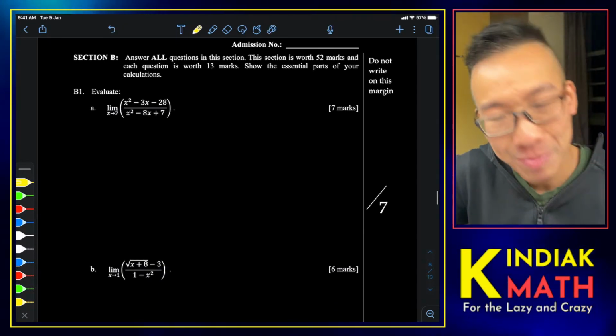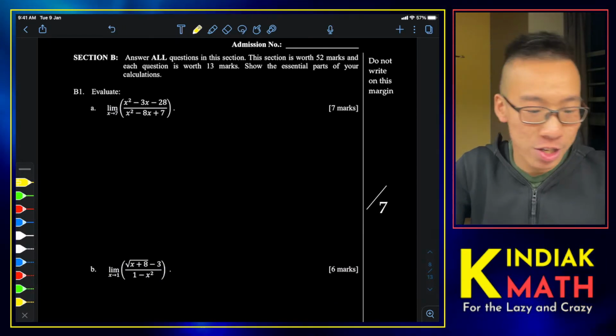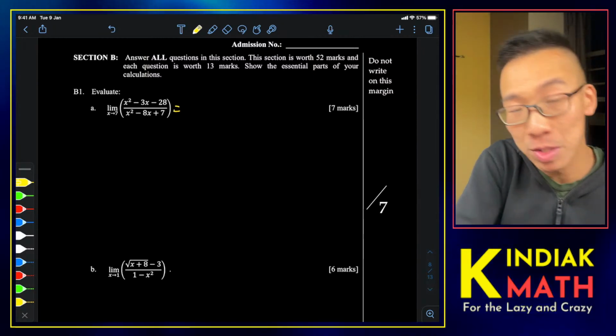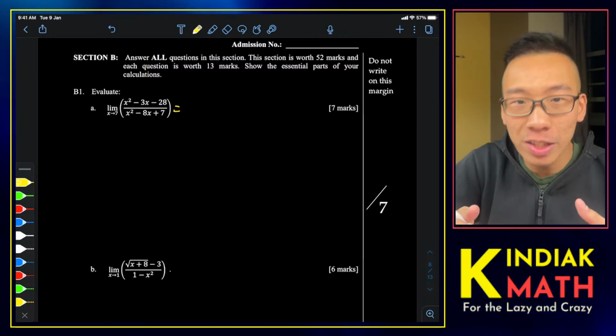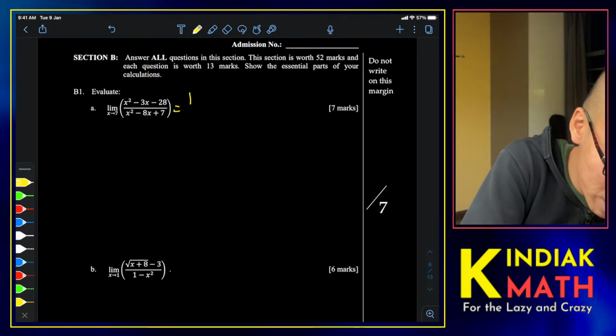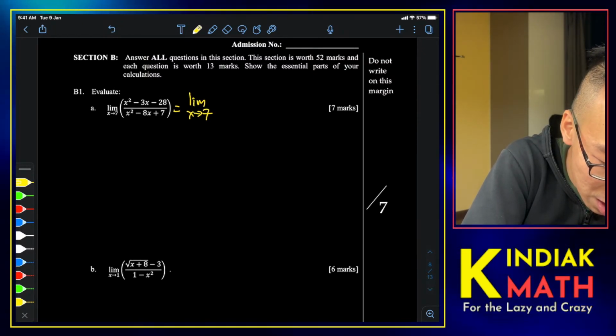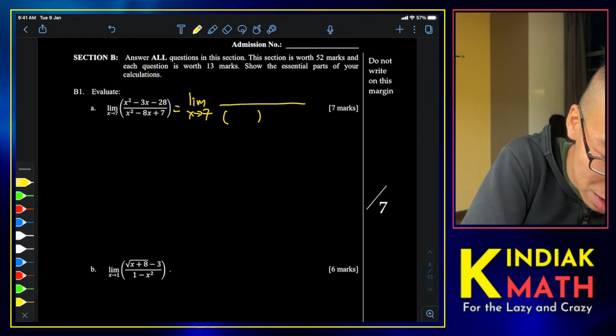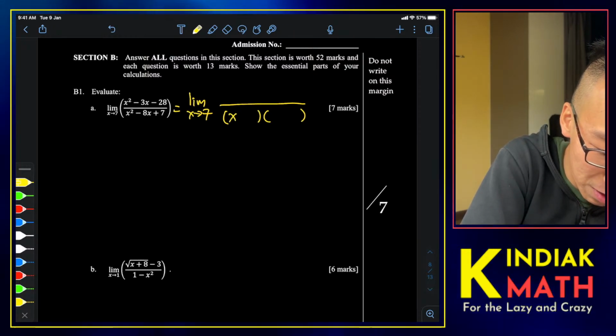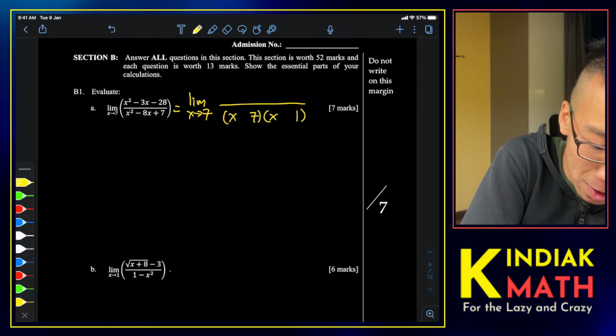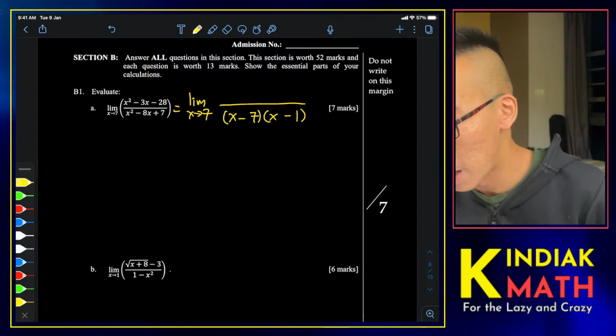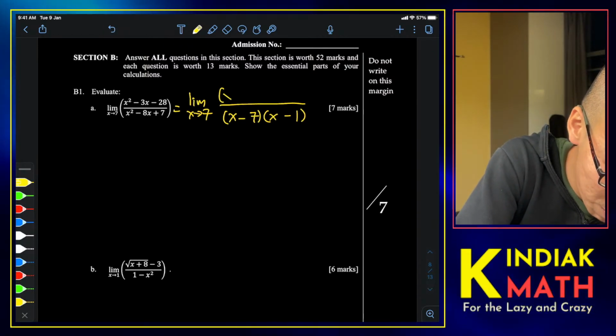Now for B1, again, you can run through a whole calculation. If you substitute 7, the denominator will be 0. So the key trick here is to factorize the numerator and the denominator. Some of you might use L'Hopital's rule. Go ahead if you know how to present your work. I'm not going to stop you.